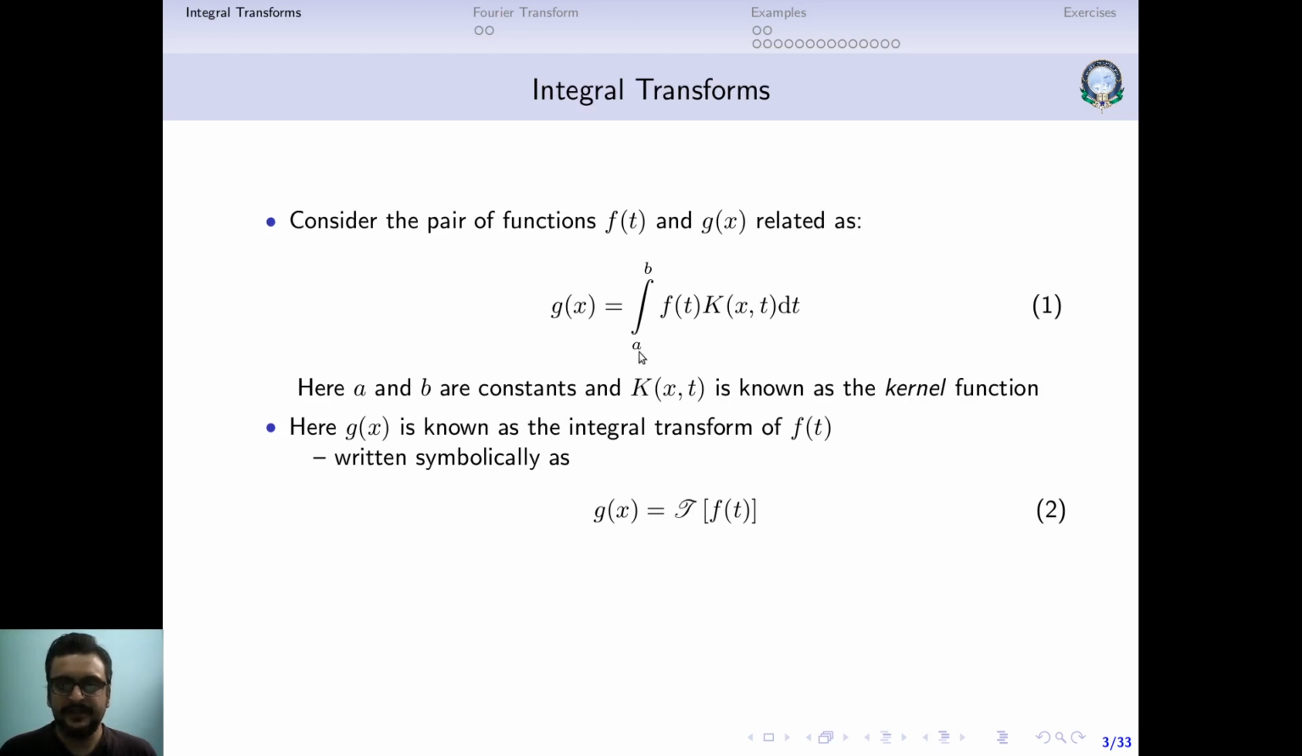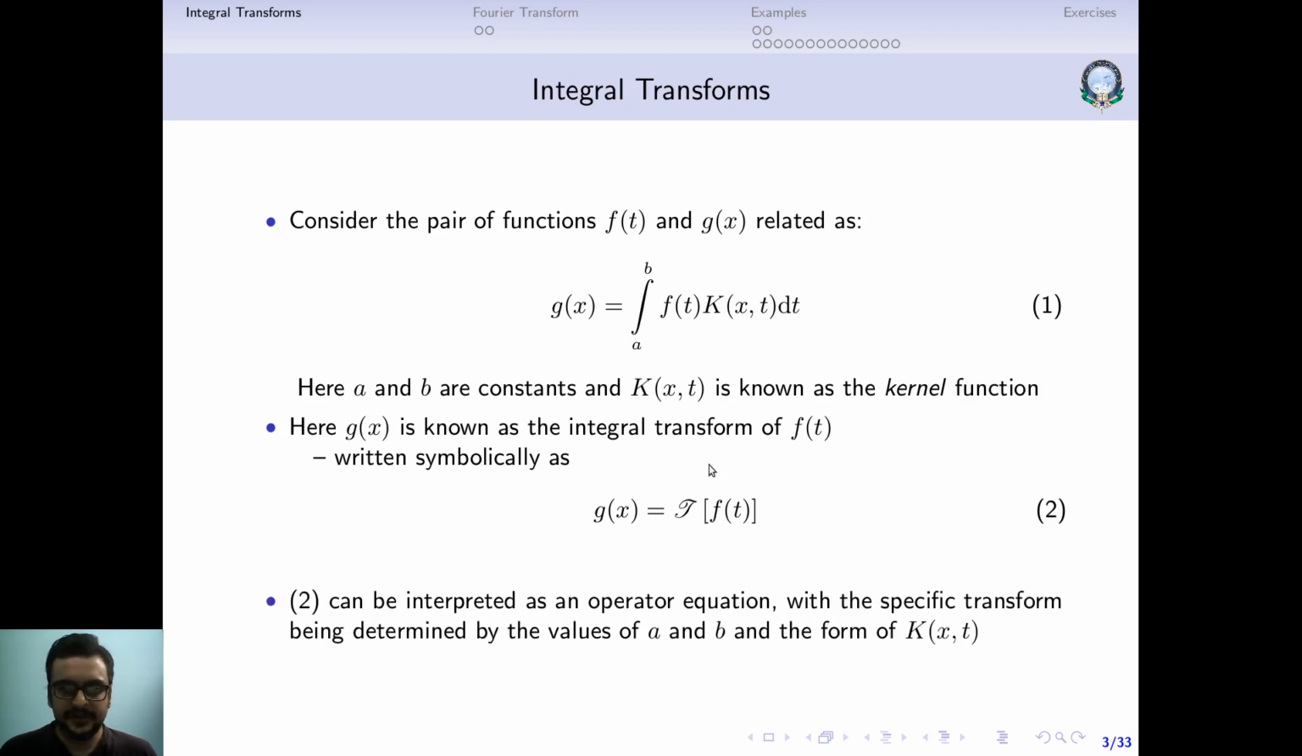I could have many different kinds of integral transforms, and in all these different integral transforms, the values of a, b and the form of k are going to change from transform to transform. In equation number 2, this was the original integral equation, and I'm writing it symbolically like this. So you can reinterpret this equation as an operator equation. You could look at this integration as an operator, and the specific transformation that we are performing will depend on the specific values of a and b and the form of this function k of x comma t.